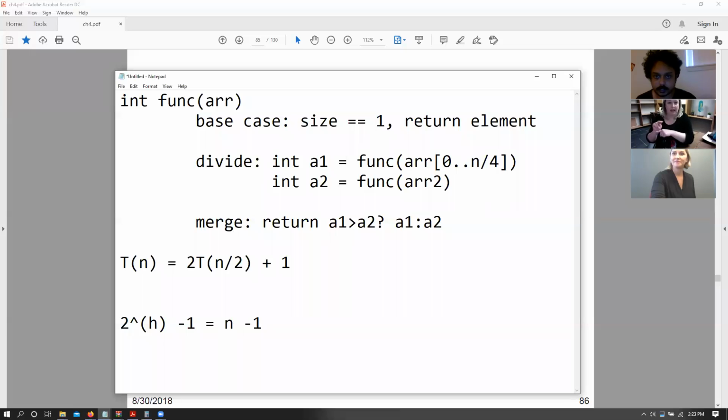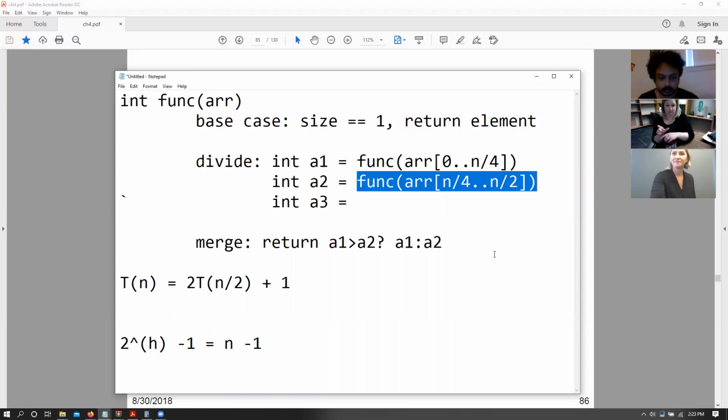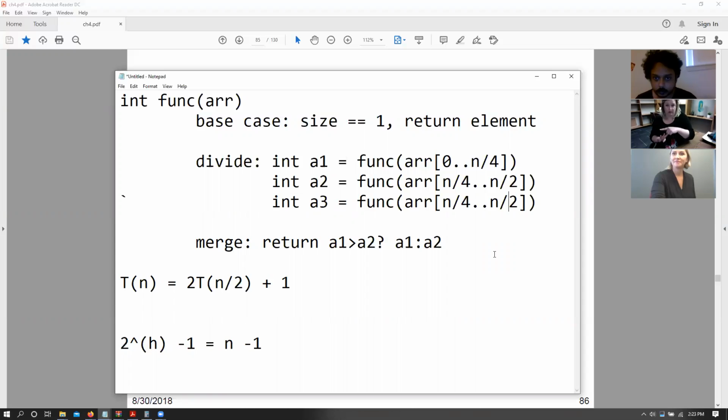Right? So we have the first quarter being called with this function. We have the second quarter being called maybe with this function, that is from n by 4 plus 1. I'm going to type it as n by 4 to n by 2, and maybe I'm going to call the third array as from 3n by 4 to n.